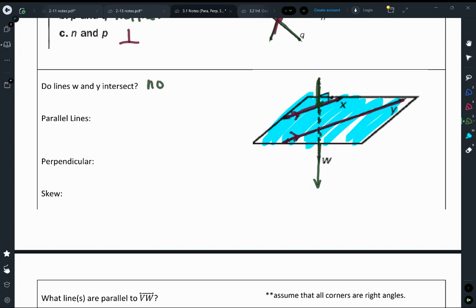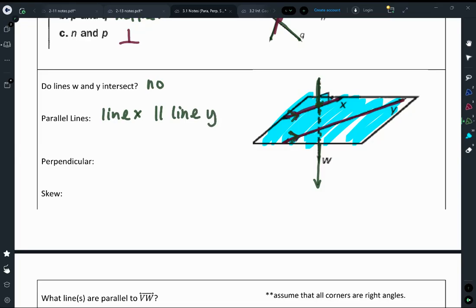It's asking which lines are parallel. Well, we've already identified those. Lines X and Y are parallel. So line X is parallel to line Y.